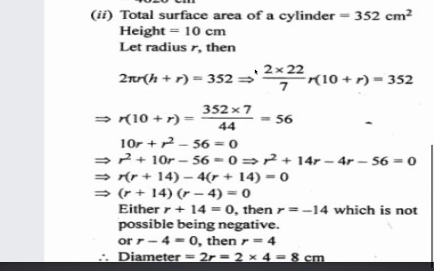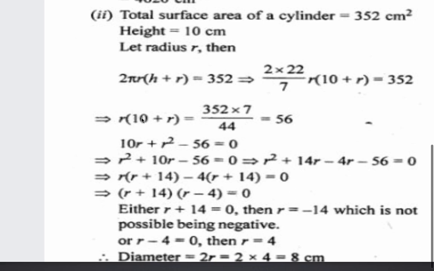So work out, pi is 22 upon 7, 2 into 22 upon 7 into r, bracket 10 plus r, where 10 is the height, again I am repeating, equals 352. Take this complete value on the other side and take its reciprocal. So r into 10 plus r is equal to 352 into 7 upon 2 into 22, which is 44. Calculating it, we get 56.